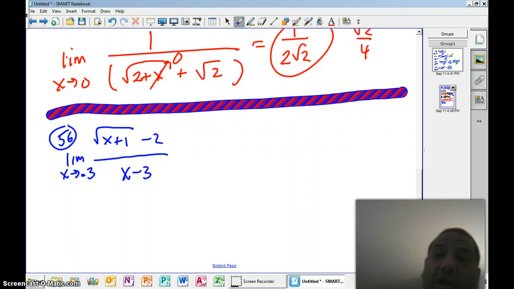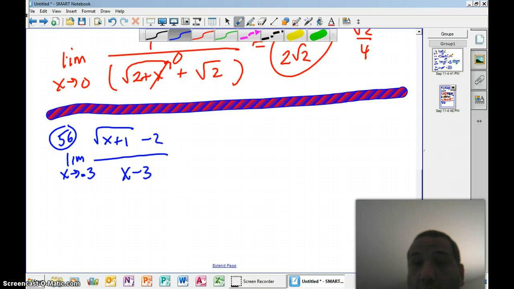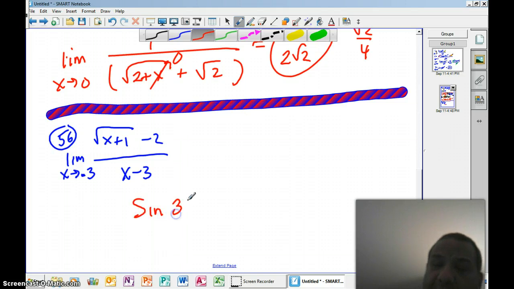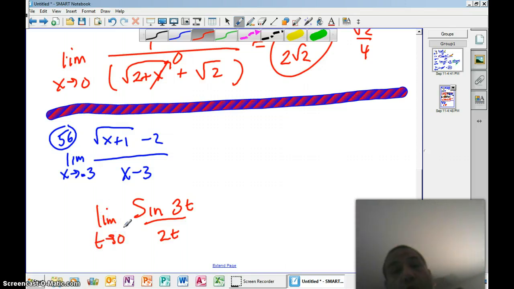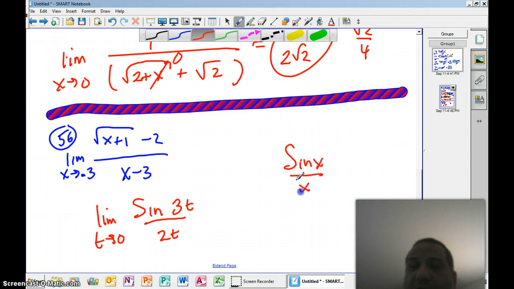I also want you to try one more. I want you to try a problem that looks like this: the sine of 3t over 2t, and the limit as t goes to 0. One of the things you learned was that the limit of sine of x over x as x goes to 0 is equal to 1. You hopefully are going to use that concept.